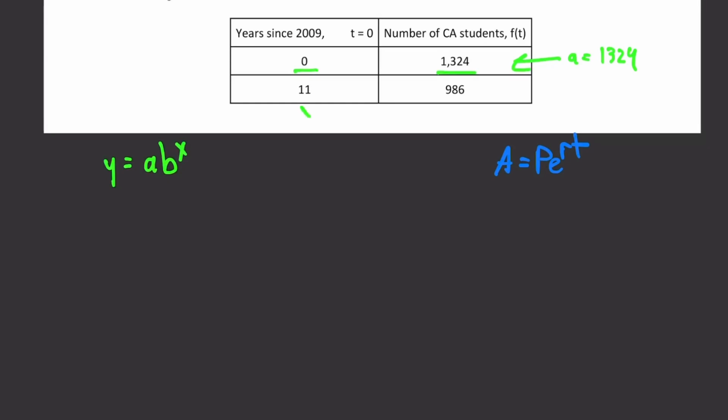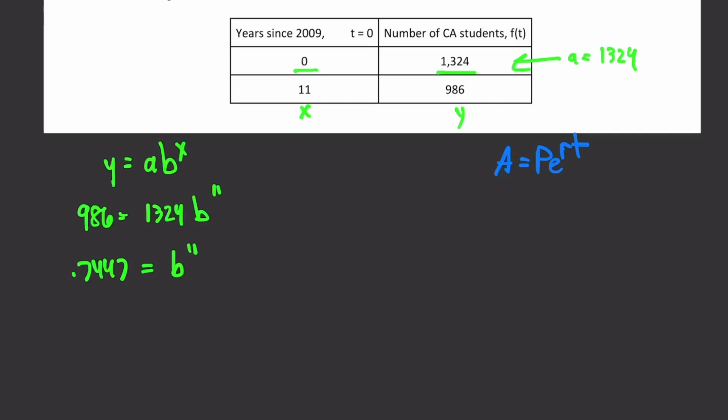Okay, so if I start with this one over on the left, y equals ab to the x. This right here will be my x value. That right there will be your y value. And I know a is 1324. So I've got 986 equals a, which is 1324, times b, and x is going to be 11. So what we're going to do here is divide both sides by 1324. And I got 0.7447 equals b to the 11th. And again, you would keep all of this information in the calculator. Don't round it and use a rounded value.